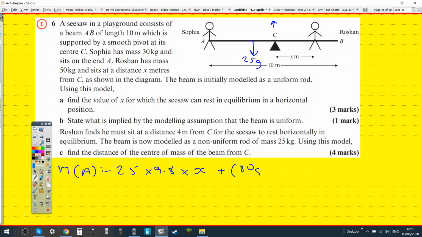And then all of that is going to be times 5 from A, and then plus 50 times 9.8 times, now he's 4 meters from C, so would it be times 9? I believe so. Okay, so shift solve. Slow down. You can always press left to go back to what you were doing. That last one is a plus or minus.